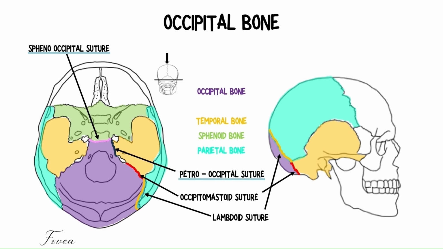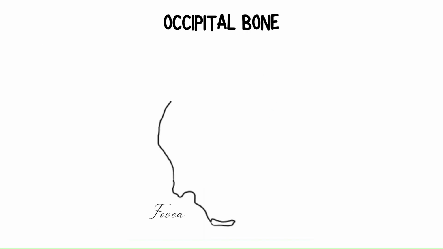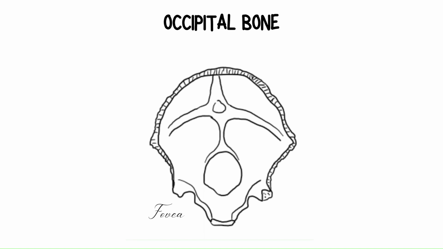The petro-occipital or petroclival fissures are the paired articulations between the lateral surface of the basilar part of the occipital bone and the posterior and medial surfaces of the petrous apex of the temporal bones. The occipitomastoid suture is the suture between the occipital bone and the mastoid portion of the temporal bone. The occipital bone is the most posterior cranial bone. It is the only bone that relates with all intracranial membranes.